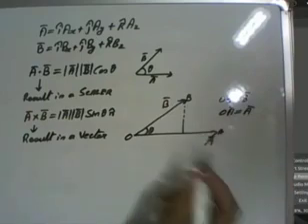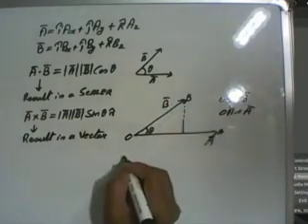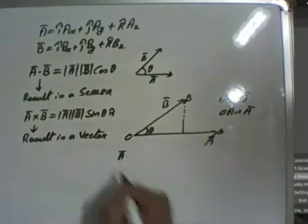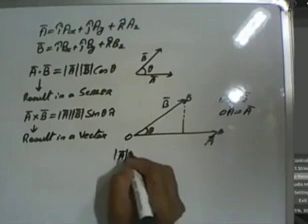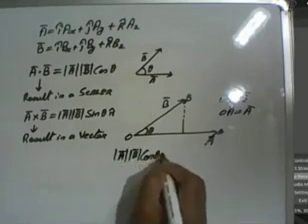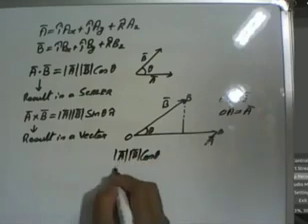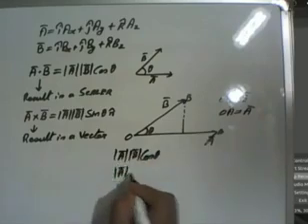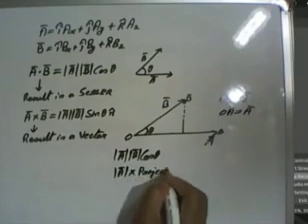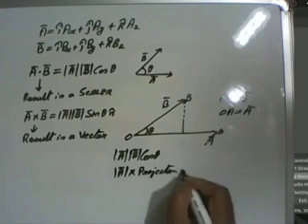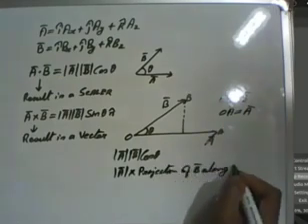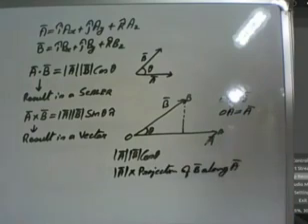So A into B cos of theta. The B cos theta term is nothing but the magnitude of the vector A into the projection of B along A. So this is the physical significance.